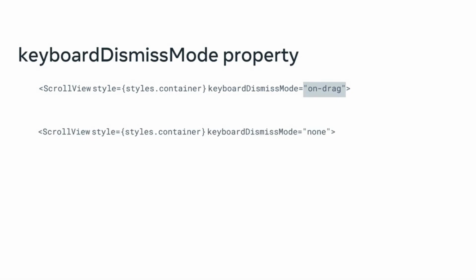If you don't like this behavior and want the keyboard to stay even while scrolling, you can set the Keyboard Dismiss Mode prop to none.